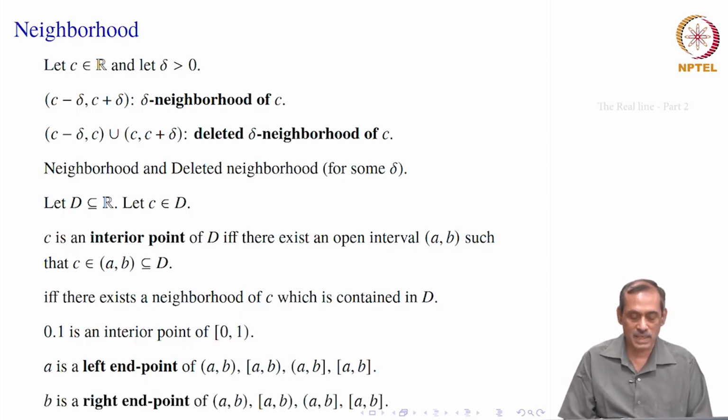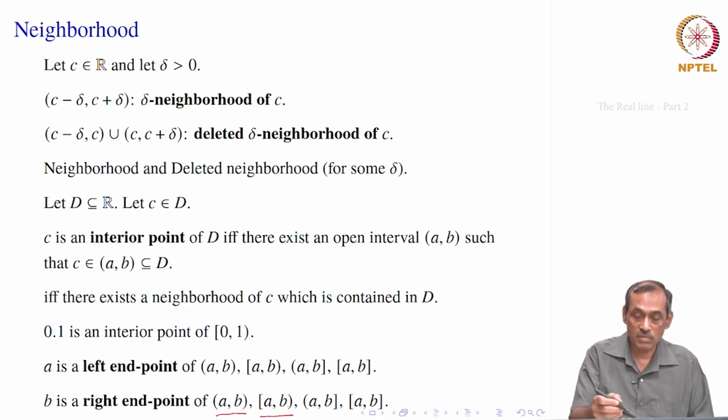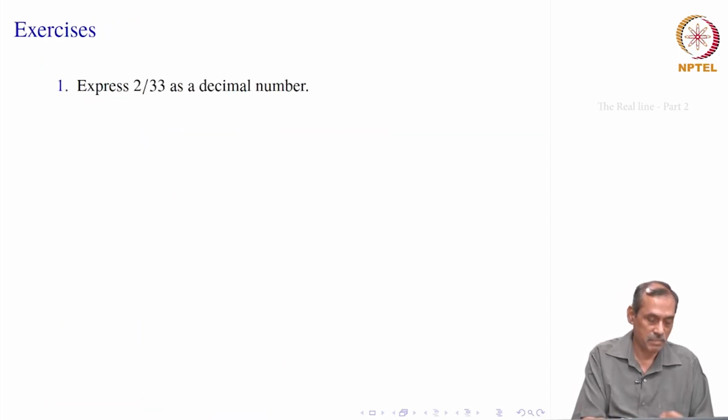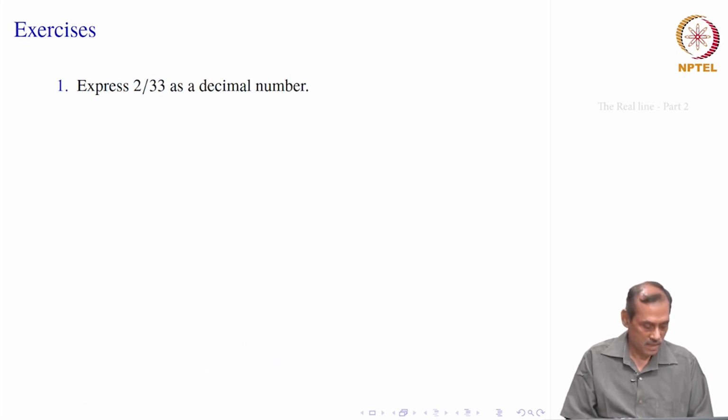Similarly, you can define the right endpoint, which for the same intervals we say B is the right endpoint, on the other side. Again, the right endpoint does not belong to these 2 intervals, but it belongs to the other 2 intervals. So, here we have just covered neighborhoods, deleted neighborhoods, interior points and end points. Okay. So, let us look at some problems which may be helpful before we proceed further.